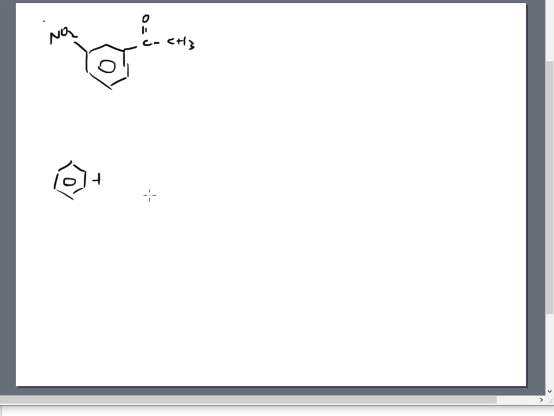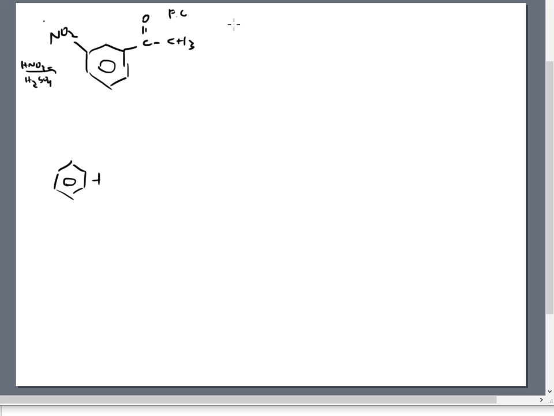Okay, so I take a look at the groups that need to be added onto the benzene ring. I have a nitro group that's going to include nitric acid and sulfuric acid as a catalyst. And then I have this group, which is an acyl group, a C double bond O with a CH3. So this acyl group, I know we can add on with a Friedel-Crafts. So I'm going to add that on using Friedel-Crafts and some aluminum chloride and probably some water.